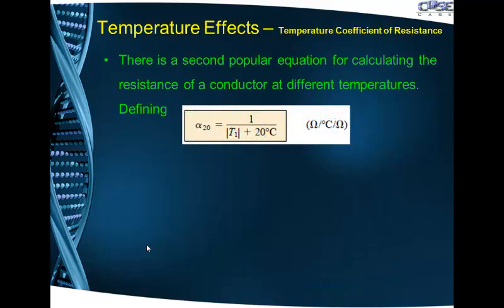Another parameter to quantify the sensitivity of a material or a conductor to temperature is called the temperature coefficient, designated as alpha 20. Alpha 20 is the temperature coefficient of resistance. Usually this temperature coefficient is specified for any resistance to indicate the dependence of resistance on temperature.